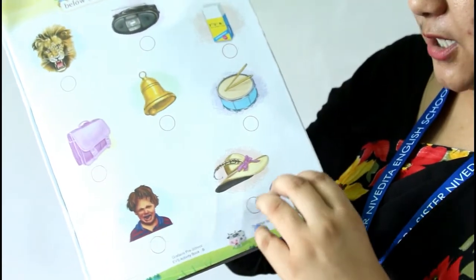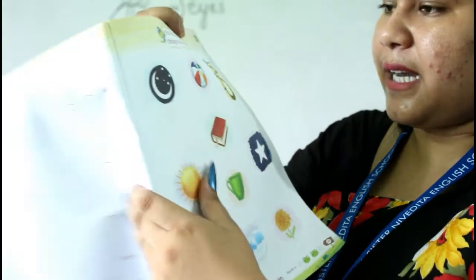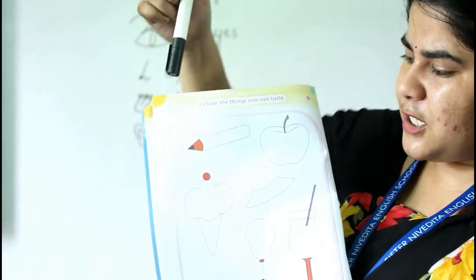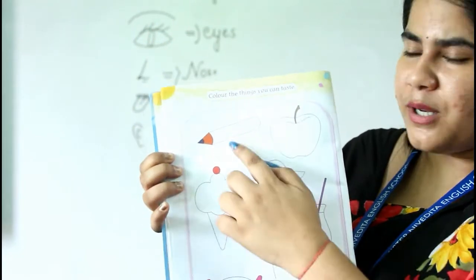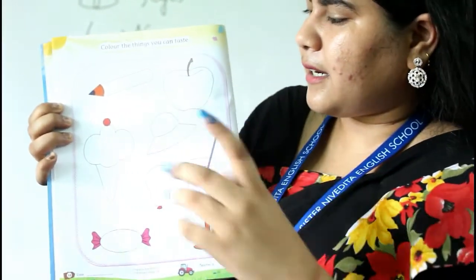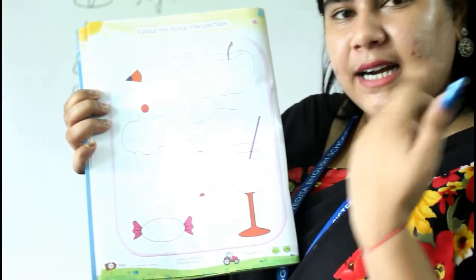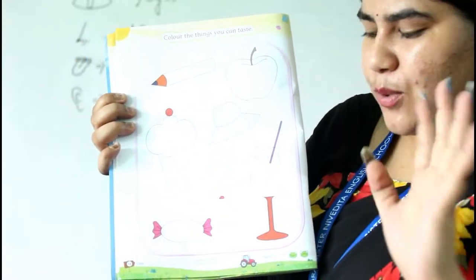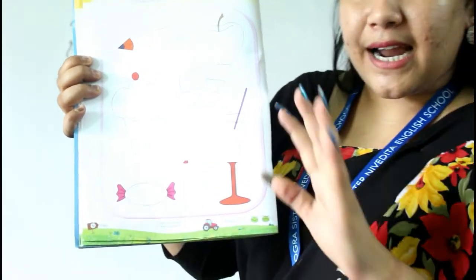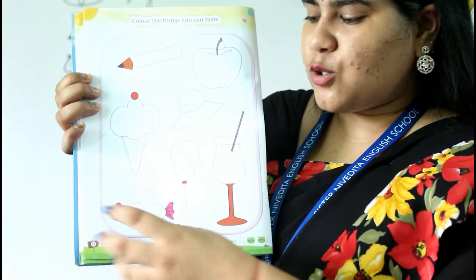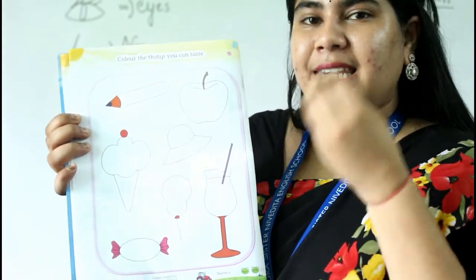Now turn the page. It's page number 10. Color the things you can taste. Which things can you taste? Pencil, do you eat pencil? No, no need to color it. Apple you can eat, so color apple. Ice cream you can eat, color ice cream also. Hat you can't eat. Balloon you can't eat. Chocolate and juice you can eat or drink. So color all these things that you can eat.